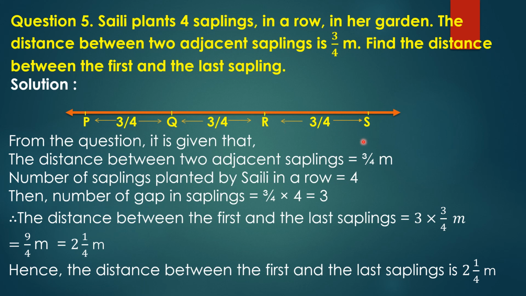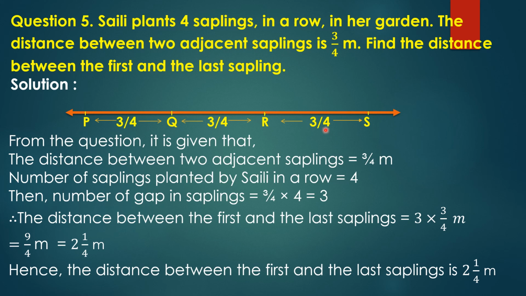And the distance between two adjacent saplings, that is the distance between P and Q, it is 3 by 4 meter. And similarly the distance between Q and R, 3 by 4 meter. This is for understanding the question. And the distance between R and S, that is 3 by 4 meters.